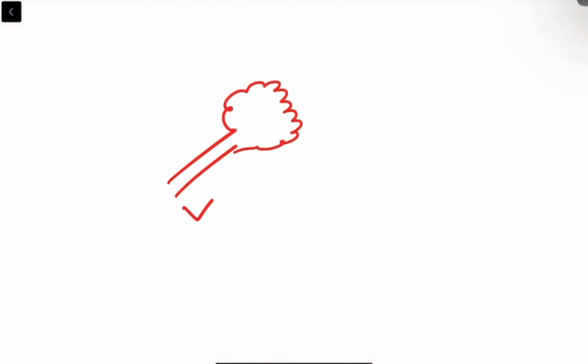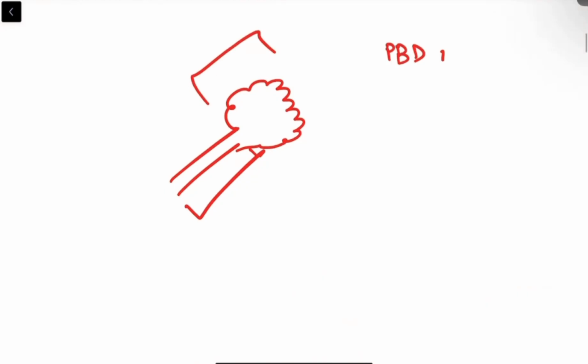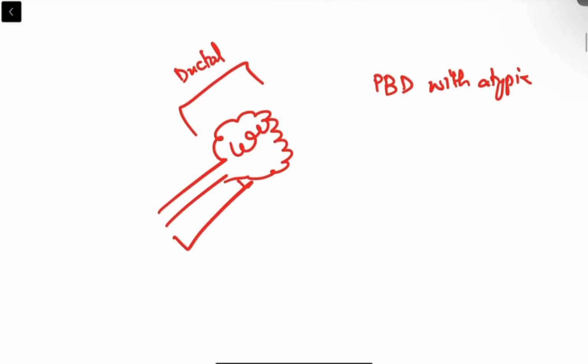So atypical lobular hyperplasia, atypical ductal hyperplasia, these are the proliferative breast diseases with atypia. So this is a duct. If there is hyperplasia here, that is atypical ductal hyperplasia. If there is hyperplasia here, then that will become atypical lobular hyperplasia. Both these have a risk of about 13 to 17% to become invasive breast cancer.